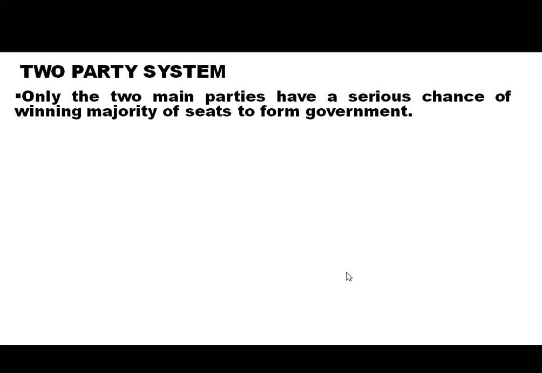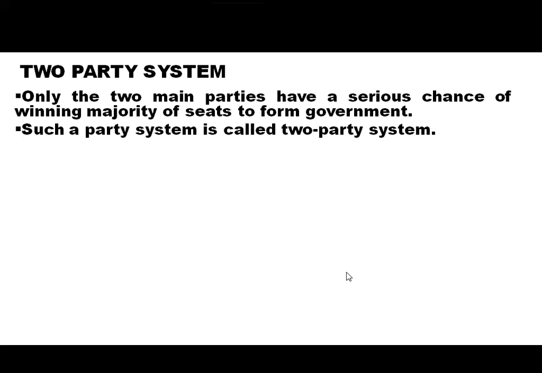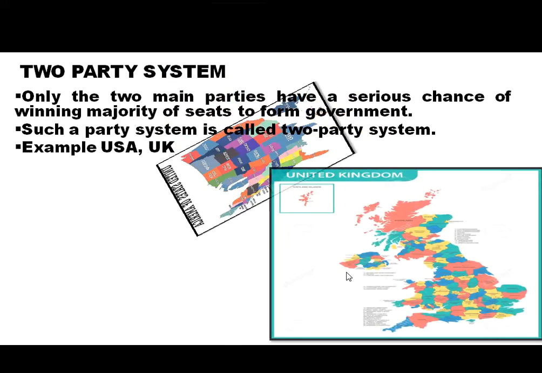Two party system. Only the two main parties have a serious chance of winning a majority of seats to form government. Such a party system is called two-party system. Examples, UK and USA.